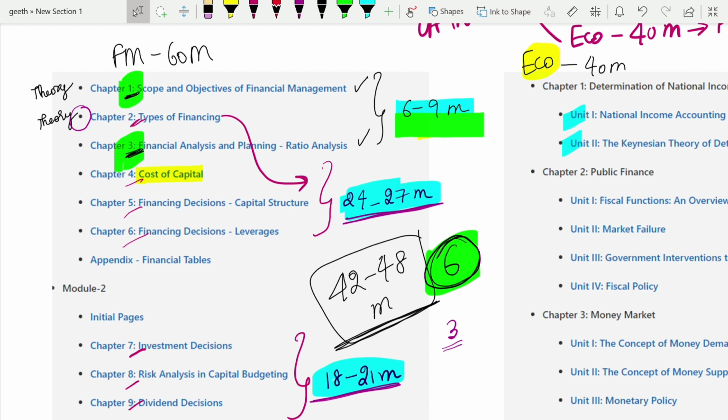Then I told you to study 2 to 3 chapters of economics. After completing all of these, only you will touch these. Okay, first complete that. First secure your exemption in exam, and then move on to these chapters.